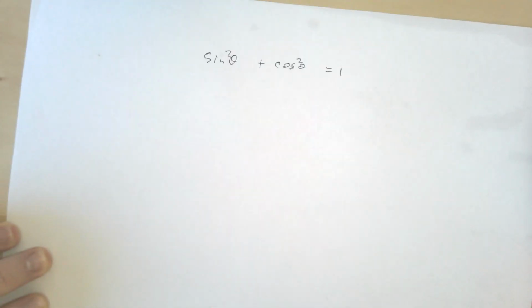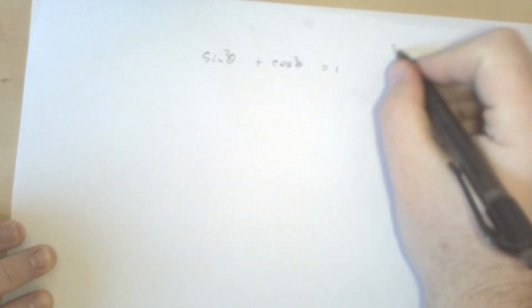In this lesson, we're going to be talking about how the Pythagorean theorem and this idea that we've been introduced to in trigonometry, that the sine of any angle theta squared plus the cosine of that angle theta squared has to be 1, how those are related.